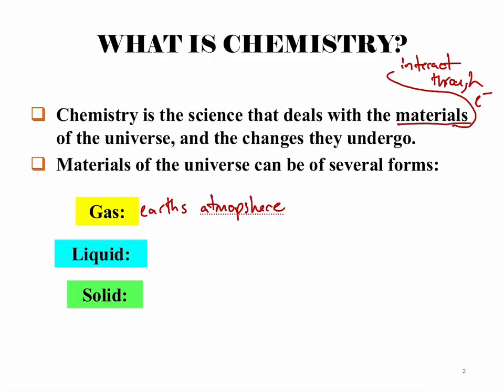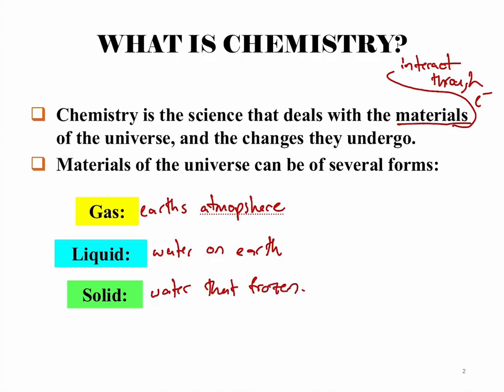Then we have liquids. So liquid would be like water on Earth. And then we have solids. Solids can be anything that has atoms, and the way we classify solids is, we talk about their shape and their volume. Solids are going to have atoms very, very close to each other. And so this can also be water. Under what conditions can water be solid? Ice, right? So water that is frozen.